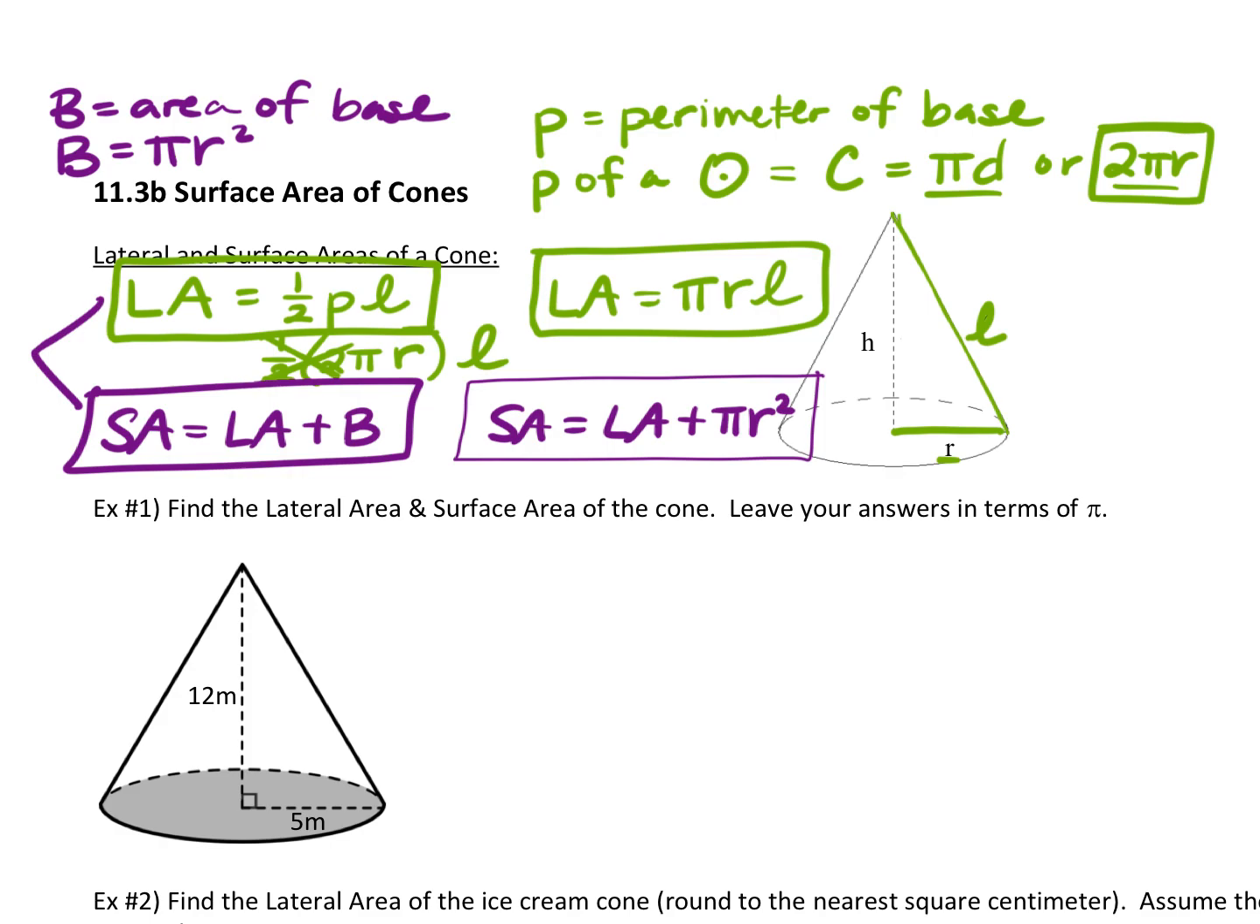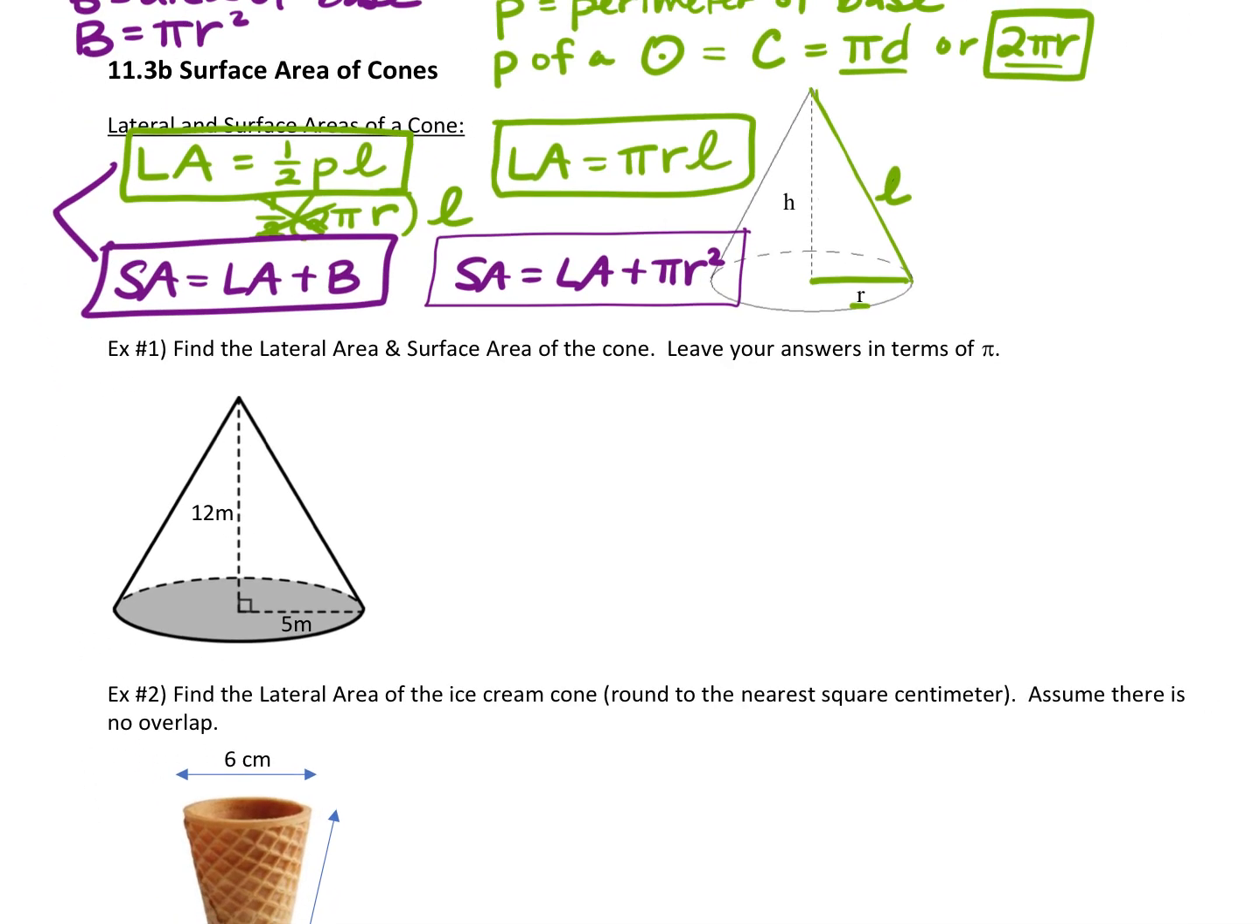Okay, so this example 1, it says find the lateral area and surface area of the cone. So we're going to start by just saying I know LA is pi r L. Anyone know what R is right now? 5. R is 5. This is a radius, right? So that's your R. So you're going to go 5 times pi times... Now we need L. And you plug pi into your calculator? No, we're not going to plug pi in.